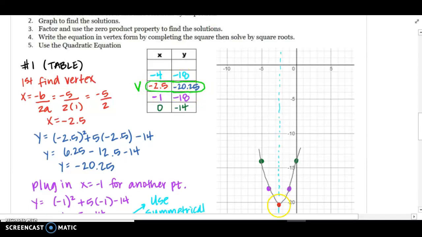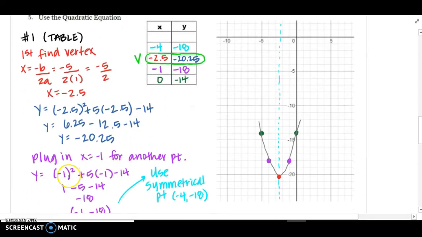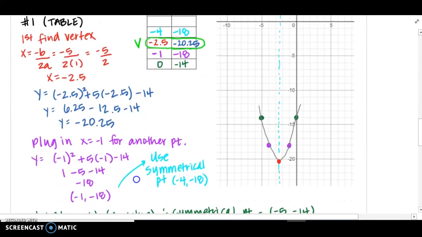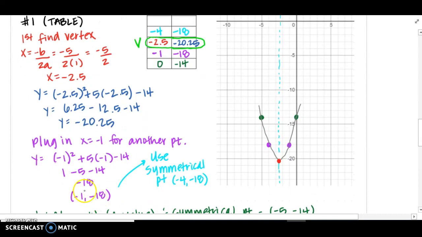Now I graph my point down here. I'm thinking, man, I need to get something over here to the right. Negative 1 is a really easy number to plug in. So I'm going to plug in negative 1 for x. So negative 1 squared plus 5 times negative 1 minus 14. Negative 1 squared is 1. 5 times negative 1 is negative 5. Take away 14 is negative 18. So I have negative 1, negative 18. That would go right here in the table if we're keeping this in numerical order.